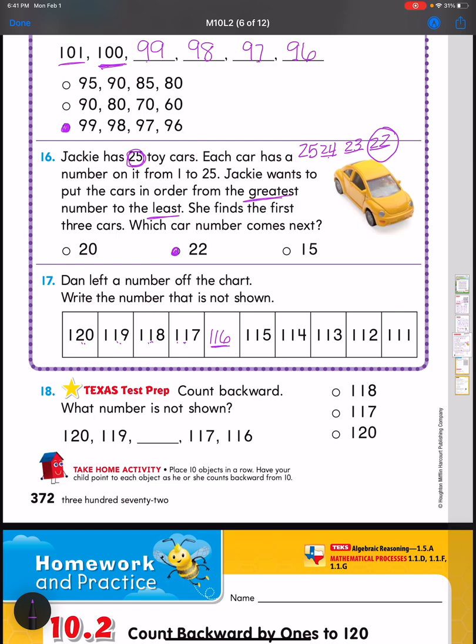116. 116 comes before 117 and after 115. And I can see my pattern 20, 19, 18, 17, 16, 15, 14, 13, 12, 11. It just happens to have 100 in front of it. 120, 119, 118, 117, 116, 115, and so on. Count backwards. What number is not shown? So same thing. We can just kind of look up here. 120, 119. What would be next? 118, 20, 19, 18, 17, 16. That is going to be your pattern, decreasing by 1s each time you count backward.